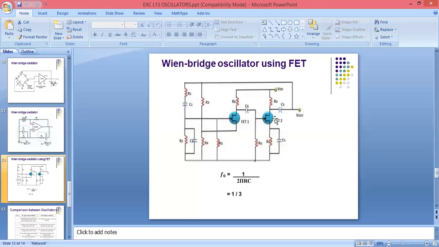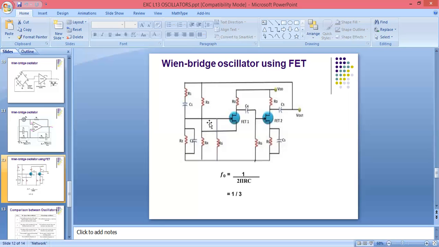So we can say Wien bridge oscillator consists of two stages of the RC coupled amplifier and Wien bridge as a feedback network. The feedback network, if you see, we can see here this is the output and we are taking here as a feedback. So if you see this diagram, we are using first resistor, then capacitor. And if you see here, we are using first capacitor, then resistor.